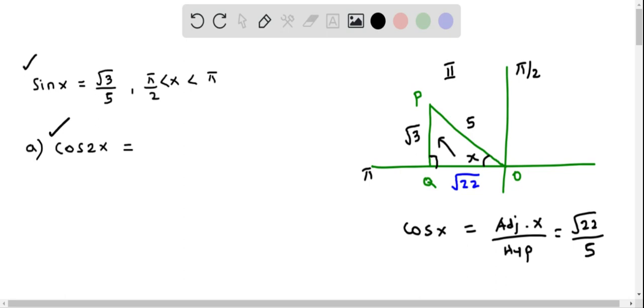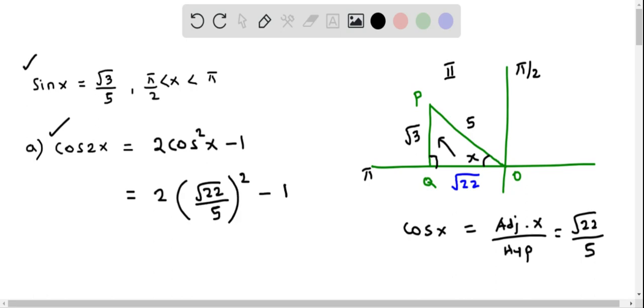Now we can solve for cosine 2x. I'm going to write down one of the formulas for the double angle of cosine 2x. This can be written as 2 cosine squared x minus 1. So let's replace cosine x by root 22 over 5. Therefore, this becomes 2 times root 22 over 5, quantity squared, minus 1. Let's simplify this. This becomes 2 times the square of root 22, which is 22, and in the denominator we have 5 squared, which is 25. Therefore, this becomes 2 times 22 over 25 minus 1.